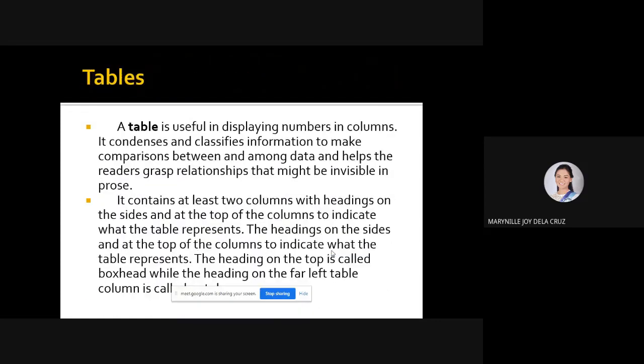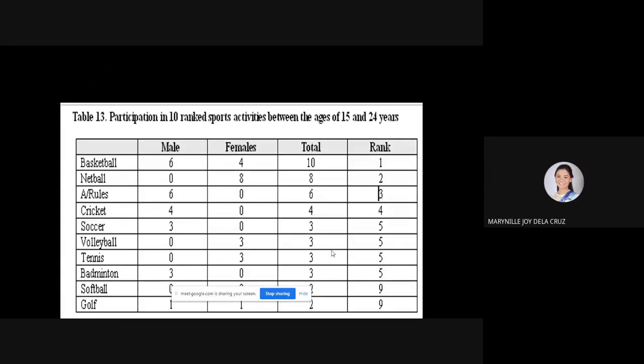Another one is the table. This one is common. This is preferred by those who are taking social sciences kind of researches. Those students who are taking social sciences are the HUMSS, the ABM, and some of the TVL students. So they will always use tables. Sometimes they will write the mean scores, sometimes the total score, or the rank.